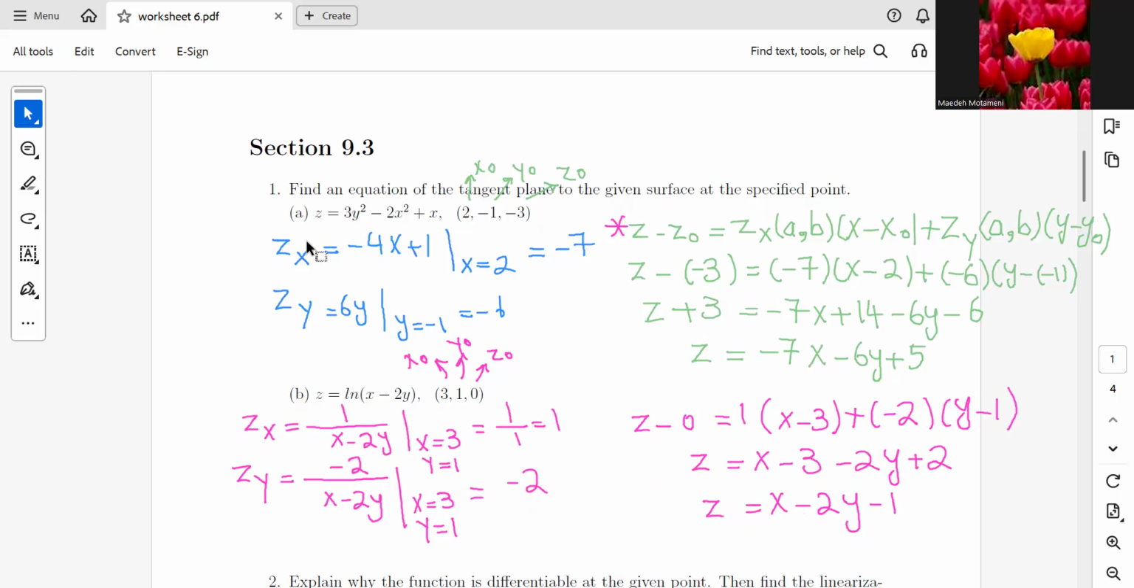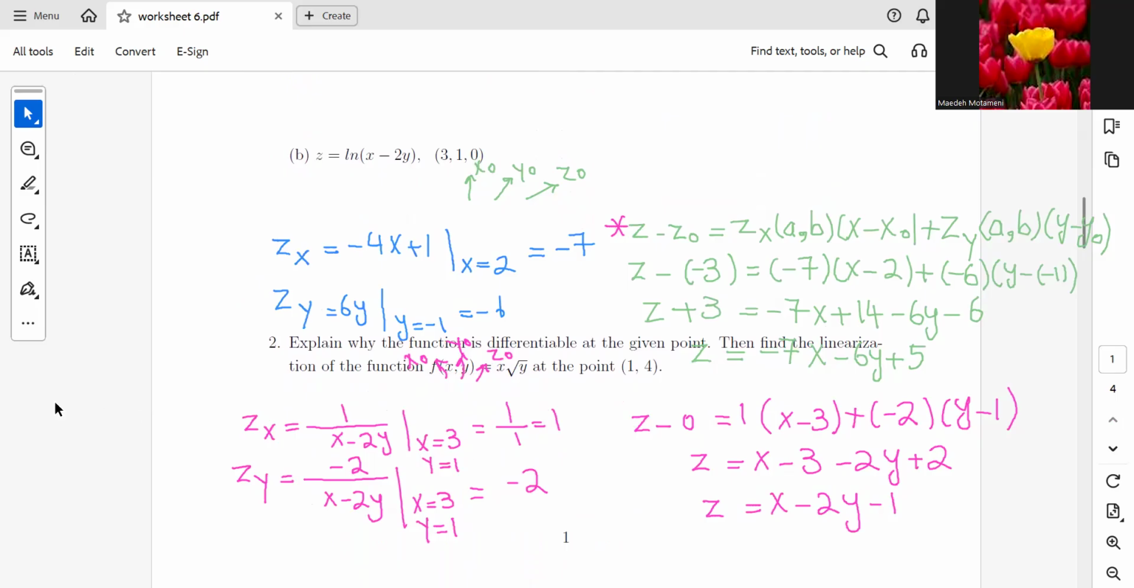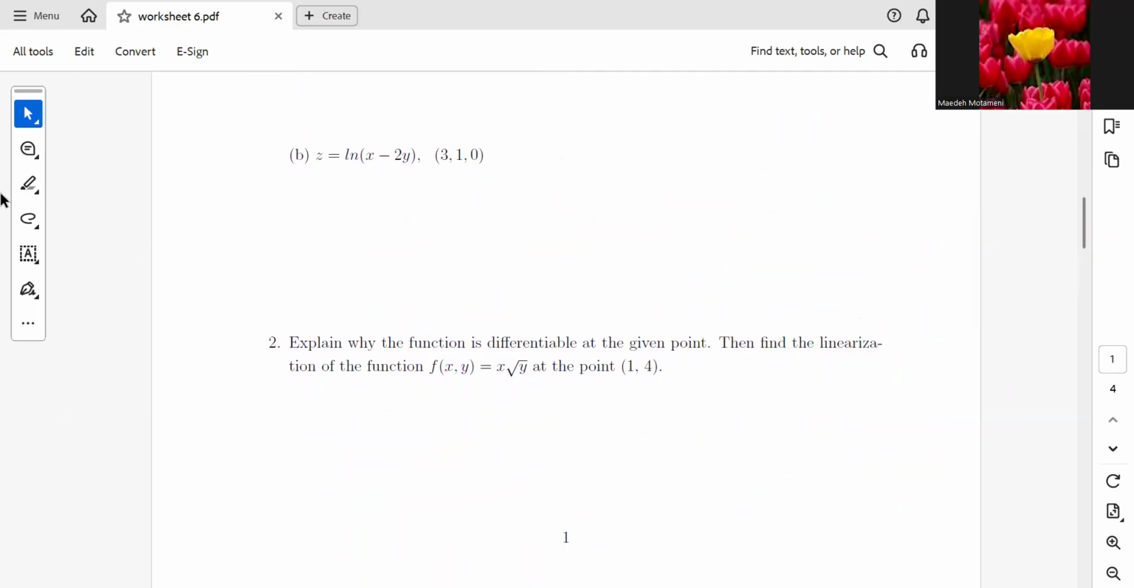Let's do number 2. Explain why the function is differentiable at a given point. Then find the linearization of the function f of x and y equals x square root of y at the point (1, 4). So we're going to find the partial derivative of the function with respect to x, which will be square root of y.